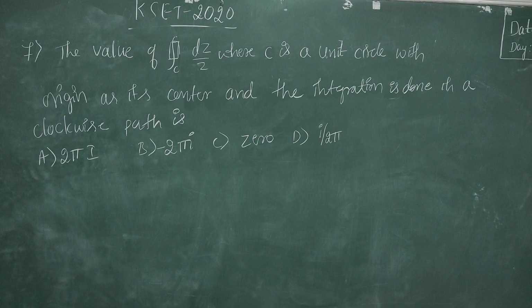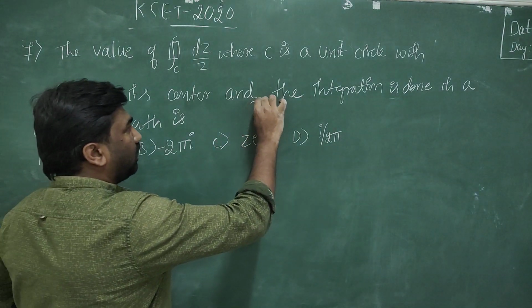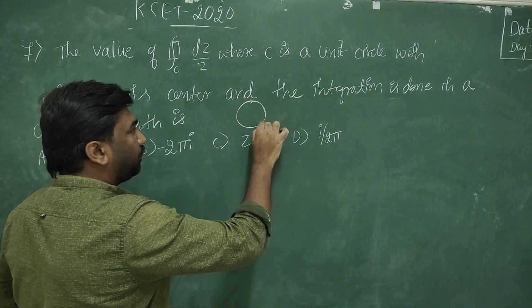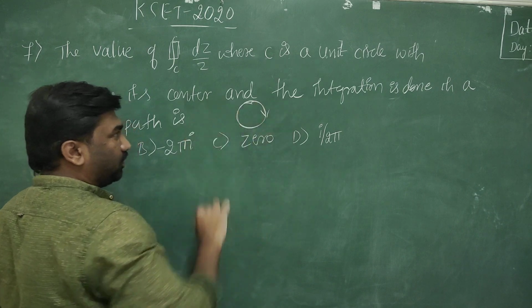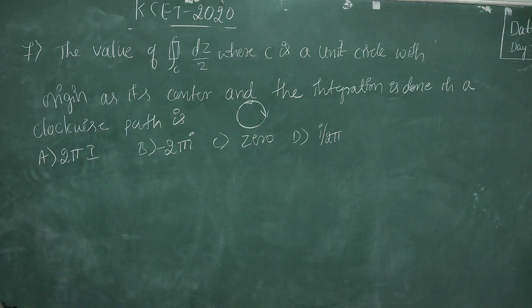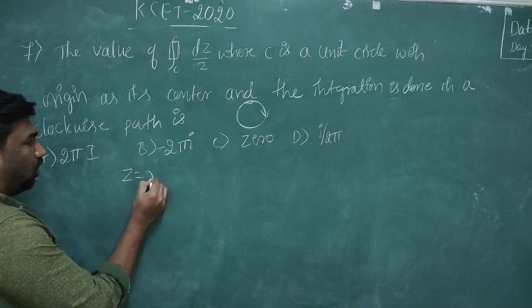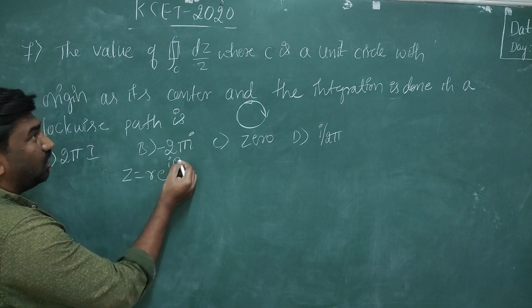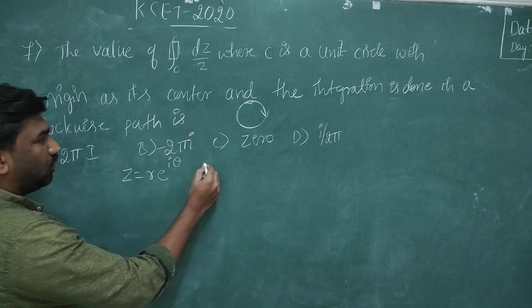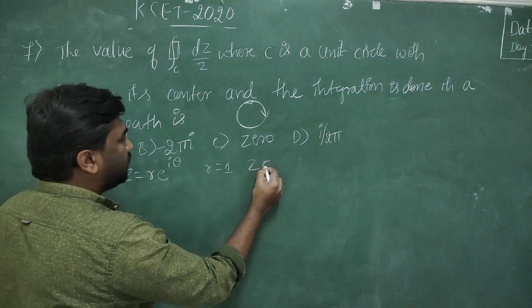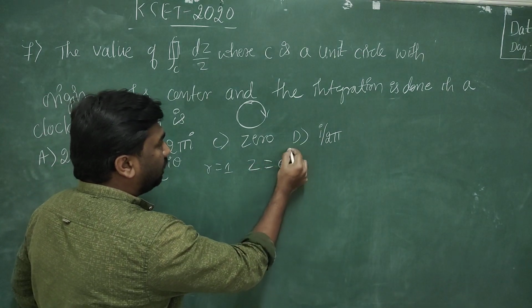So the value of the integral dz by z, where C is a unit circle with origin as its center and the integration is done in a clockwise path. So here we have to calculate the integral in clockwise direction. Okay, so let us take, we know that for a circle z is equal to r e power i theta, and it's a unit circle, that means r is equal to 1.